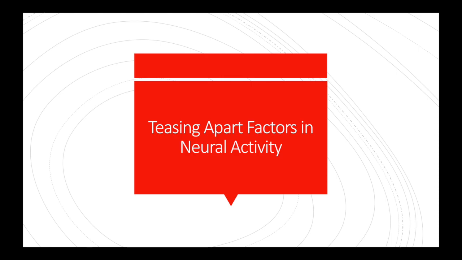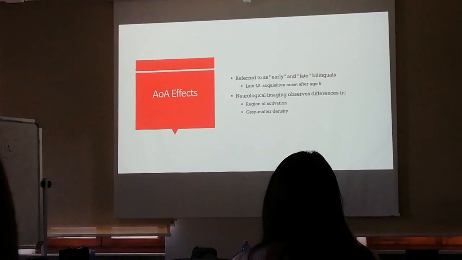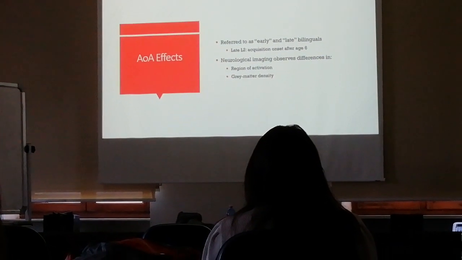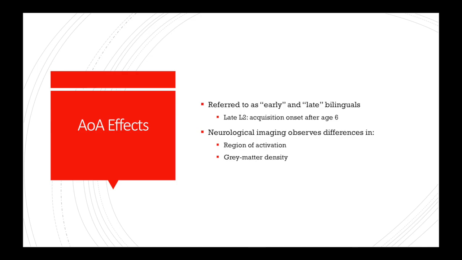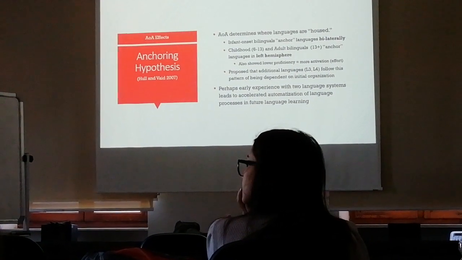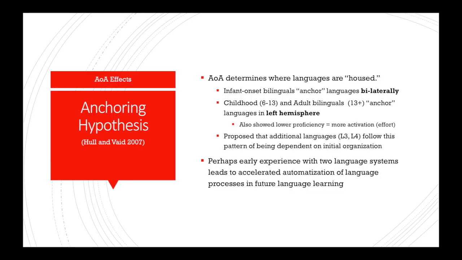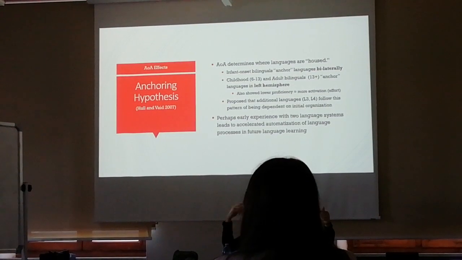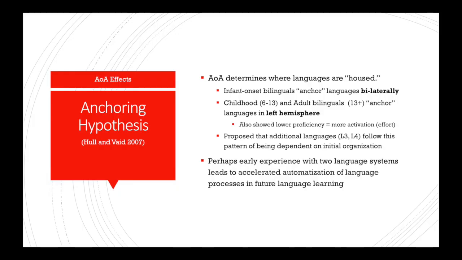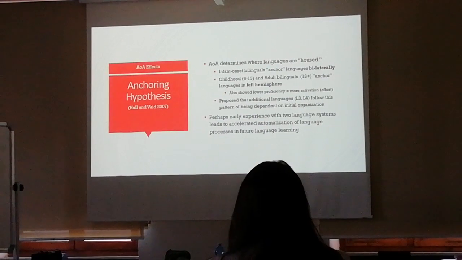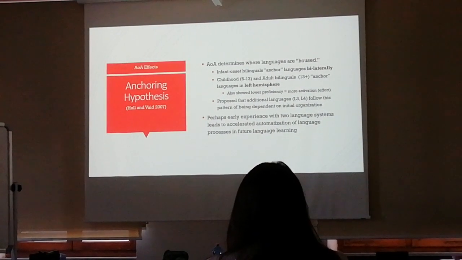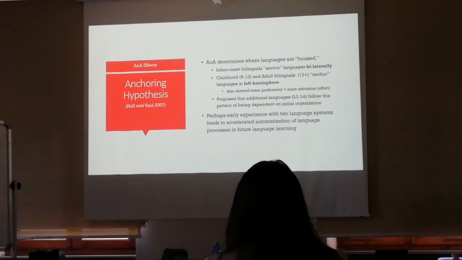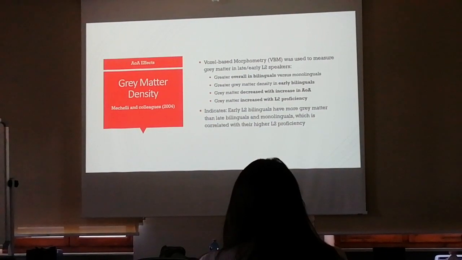So this is the difficult part, teasing apart the different effects. Age of onset effects, as I said, after the age of 6. We have seen some differences in regions of activation as well as gray matter density having to do with age of onset. There's one hypothesis that says that children who are early bilinguals have more bilateral activation in both sides of their brain, and that continues for more languages as they learn, if they learn L3, L4 later in life, but that those that start later have a more localized activation in the left hemisphere. And so it's possible that learning it earlier makes it easier to learn later. I know some of these things seem intuitive, but we try to back it up with actual data.